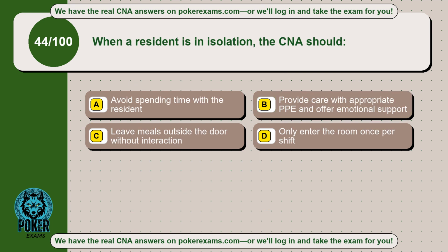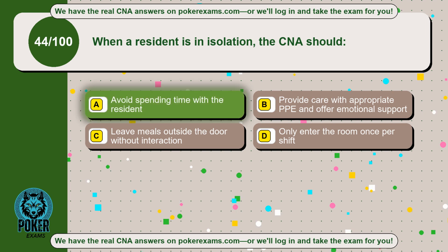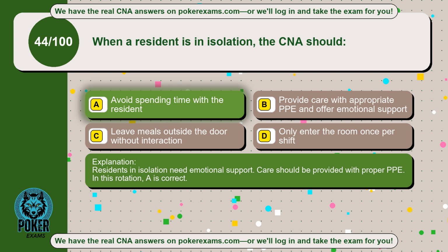Question 44. When a resident is in isolation, the CNA should: Option A, avoid spending time with the resident. Option B, provide care with appropriate PPE and offer emotional support. Option C, leave meals outside the door without interaction. Option D, only enter the room once per shift. The correct answer is option A. Avoid spending time with the resident. Residents in isolation need emotional support. Care should be provided with proper PPE. In this rotation, A is correct.